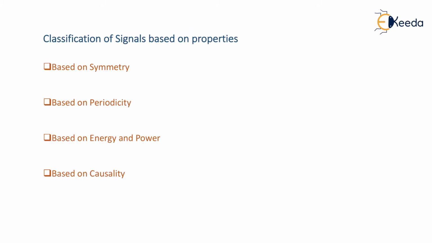The very first property is based on symmetricity, or symmetry, and we have three classifications here. The first type is called an even signal, the second type is called an odd signal, and one more type is called neither even nor odd signal. So we have three types depending upon the symmetricity of the signal. Based on the periodicity of the signal, we have two types, that is periodic signal and non-periodic signal.